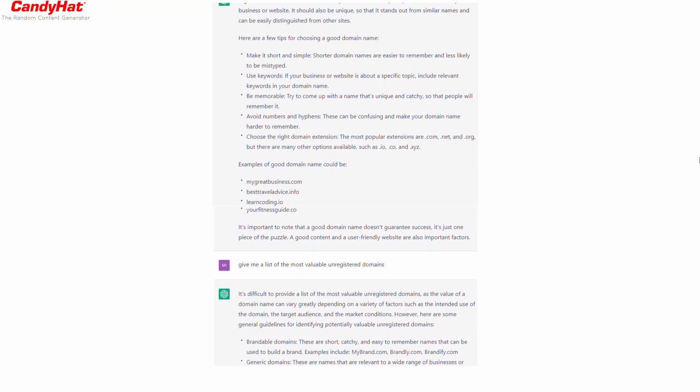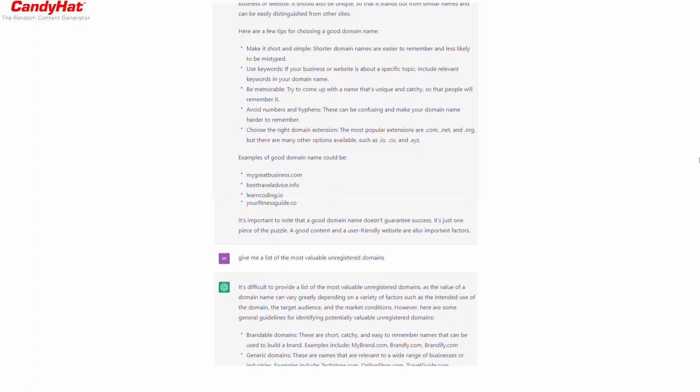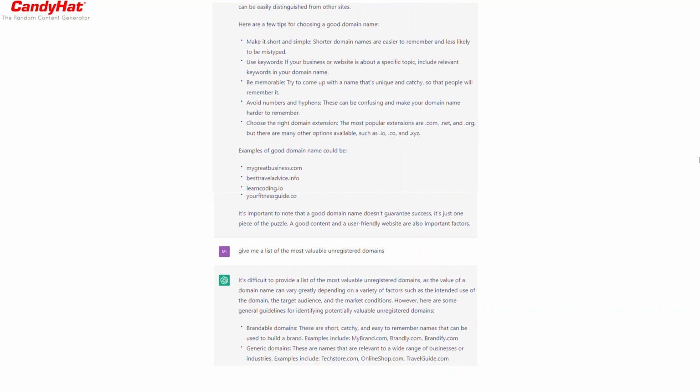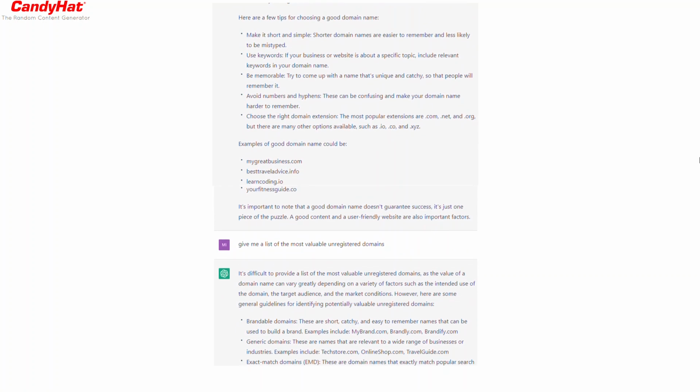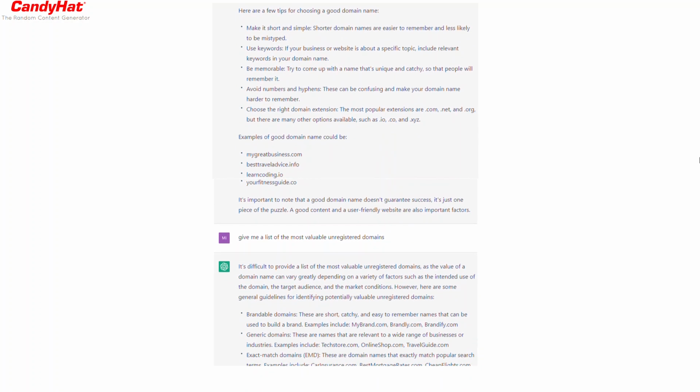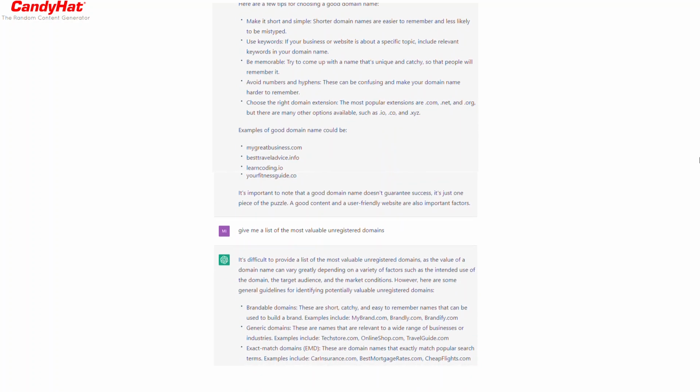microitbusiness.com, bestervelidus.info, liarencoding.io, yourfitnessguide.co. It's important to note that a good domain name doesn't guarantee success, it's just one piece of the puzzle. Good content and a user-friendly website are also important factors.